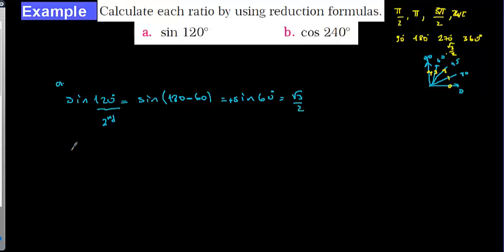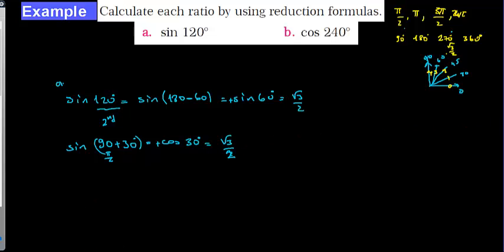Sine 120 also can be written as sine of 90 plus 30. Here we have pi over 2, 90 and 270, so we are going to change the function. So this is going to be equal to cosine 30, and cosine 30, we know from the table, is equal to root 3 over 2. Pardon, in the second quadrant, sine is positive, that's why this sign is plus, and the answer is going to be equal to root 3 over 2.